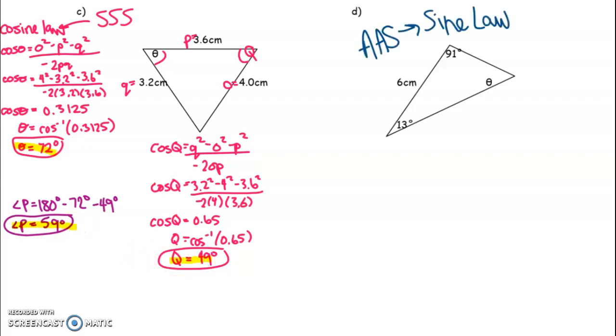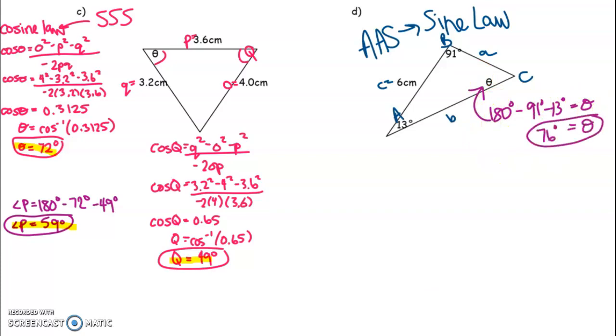In letter D, it follows the angle side rule. So we've got two angles and one side. So we're going to follow the sine law. Give those vertices and side lengths arbitrary variables. And the first thing that I notice that I can solve for is my theta. Pretty simply, we can use that sum of interior angles rule to solve for theta, and it gives us 76 degrees. From there, I'm going to set up my sine law. A over sine of 13 degrees is equal to B over sine of 91 equals 6 over sine 76.